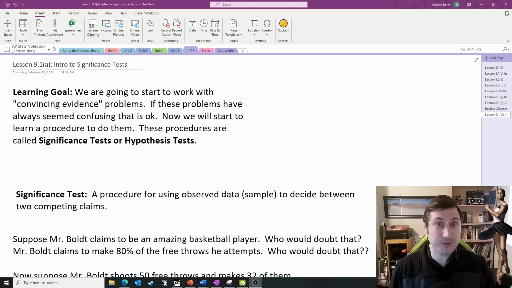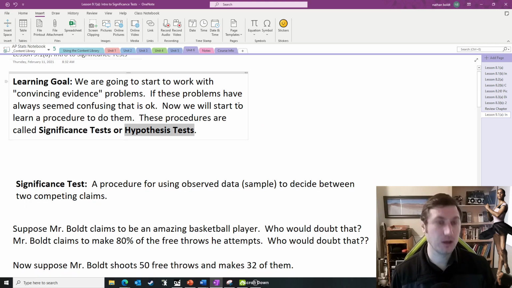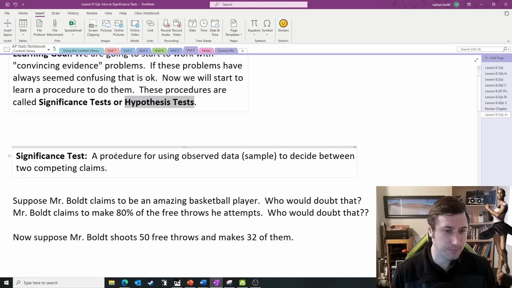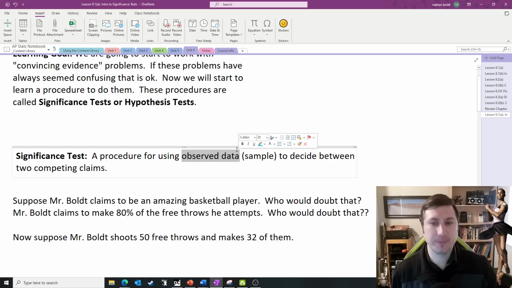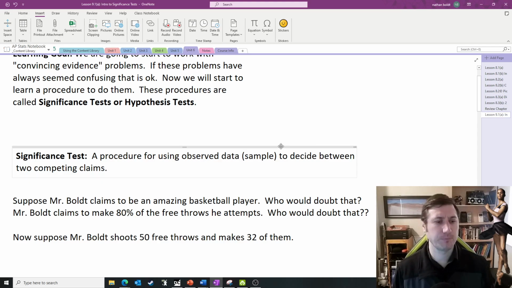All right, the procedures to do these convincing evidence problems are called significance tests or hypothesis tests. You'll see why in a bit. So a significance test is a procedure for using observed data, that's a sample, to decide between two competing claims. So let's take a look at a nice easy example of how this works.